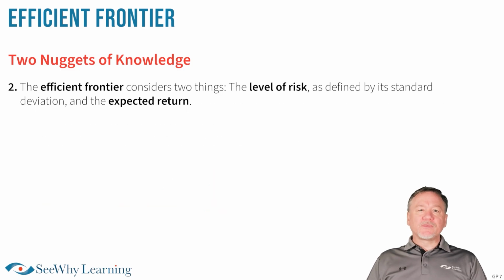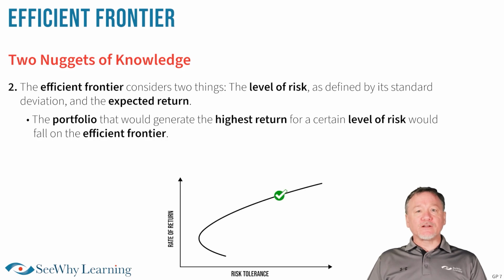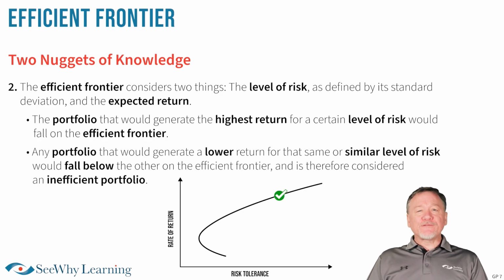Nugget number 2. The efficient frontier considers 2 things: the level of risk as defined by its standard deviation and the expected return. Now, this is key. Number 1, the portfolio or combination of assets that would generate the highest return for a certain level of risk would fall on the efficient frontier. Number 2, any portfolio that would generate a lower return for that same or similar level of risk would fall below the other on the efficient frontier and is therefore considered an inefficient portfolio.